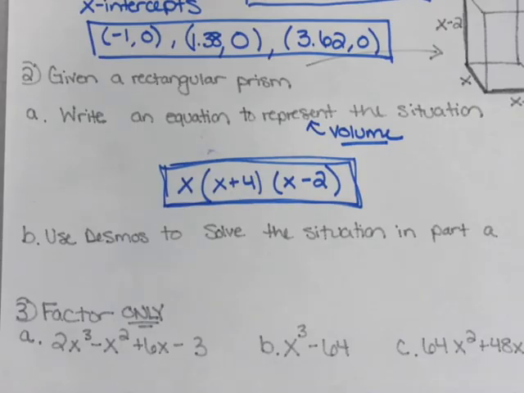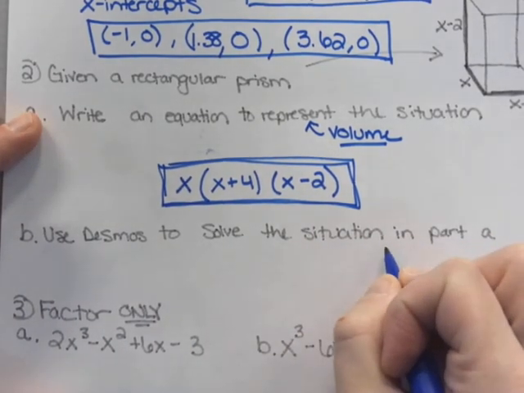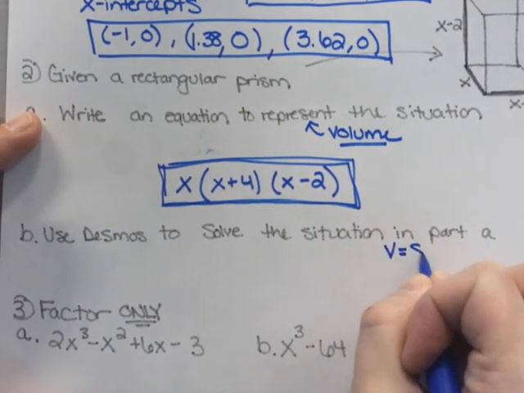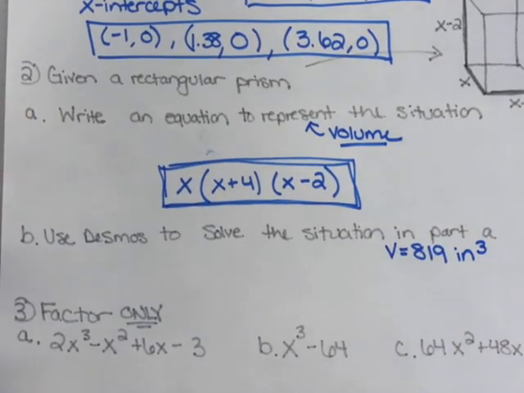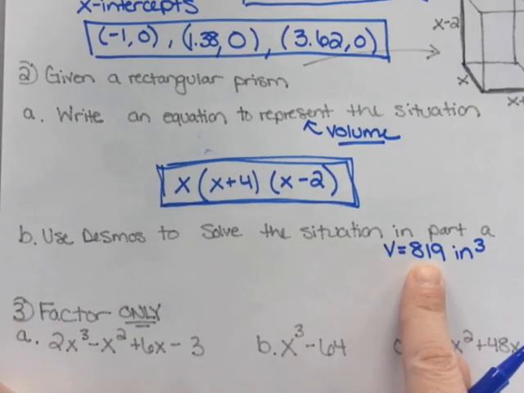Okay, the volume is 819, so I will give you that information as well. It says use Desmos to solve the situation in part A, and the volume is equal to 819 cubic inches. So it will give you this information in blue. That's my bad for not having it on there. Okay, so we're going to use Desmos to solve.